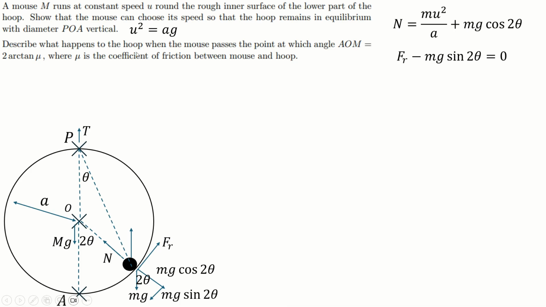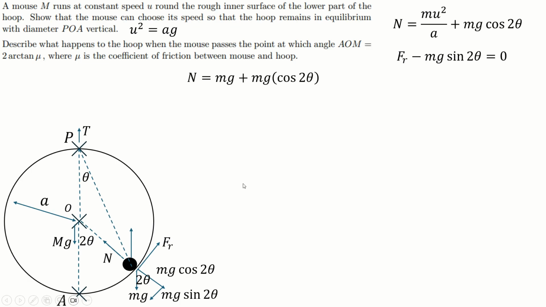Describe what happens to the hoop when the mouse passes the point at which AOM is 2 arctan u. So okay, what on earth does that mean? Well, eventually, if we get high enough on this hoop, there will be a point where friction can't output enough to hold us in place. So let's think about the limiting equilibrium of this system here.